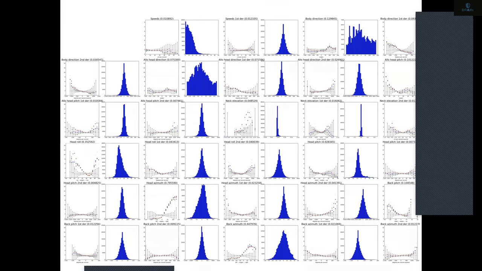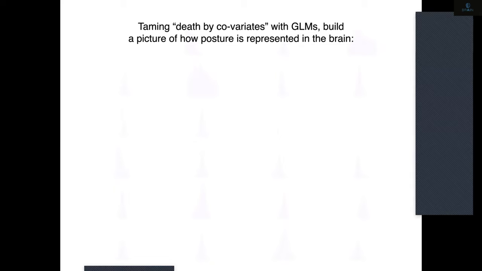And this all looks tidy and good, but then, you know, we got what we asked for, and it was a bit overwhelming because it was just this white wall of death of possible covariates that could explain the firing properties of these cells, right? So this was a bit intimidating, and now you might be able to see, okay, there really is a need for statistical models and maybe someday machine learning to make sense of all the data that we're getting. So we tamed this so-called death by covariates using generalized linear models, or GLMs, to basically build a picture of how posture was represented in the brain.